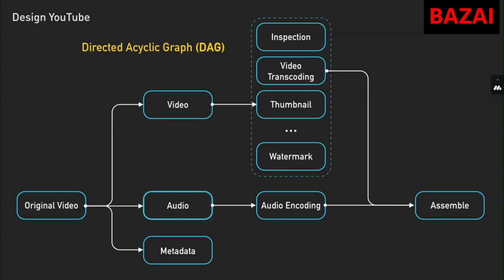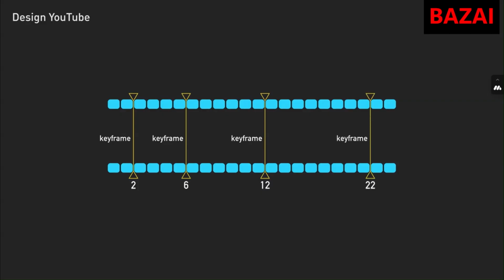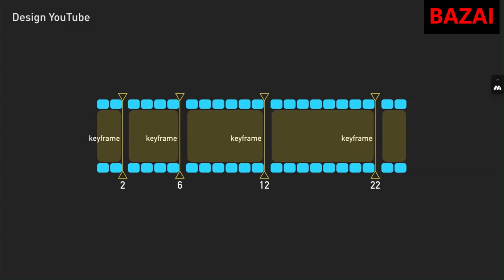First, split the video into segments. Videos have keyframes every 2 to 10 seconds. These frames stand alone without referencing others. Split at keyframes, now segments process independently. The workflow splits into multiple streams. Video, audio, and metadata each take their own path through the system.